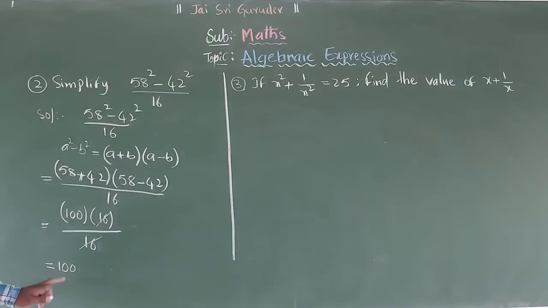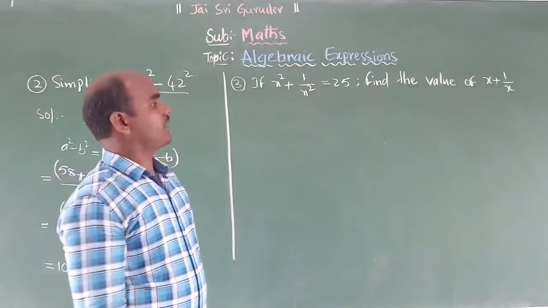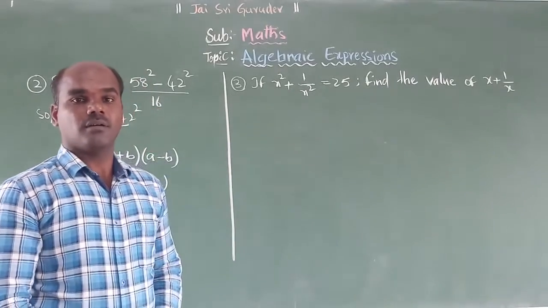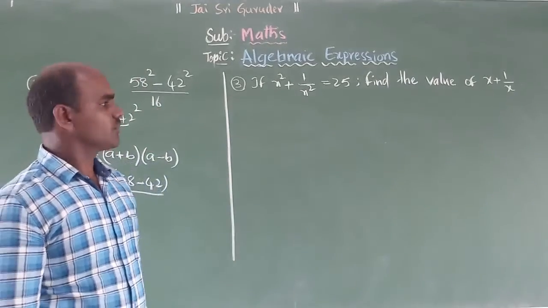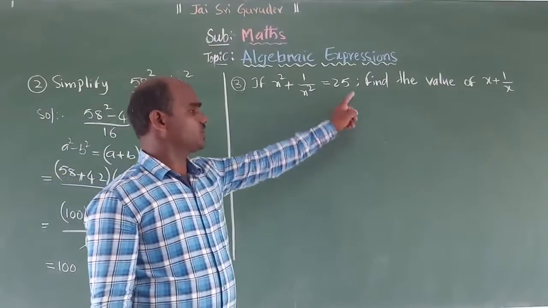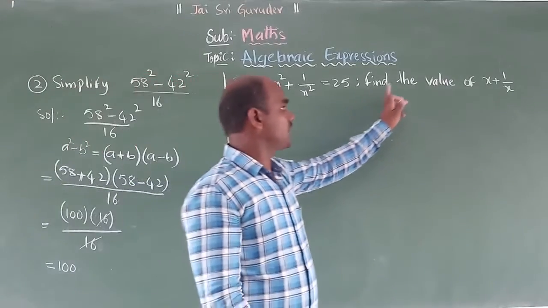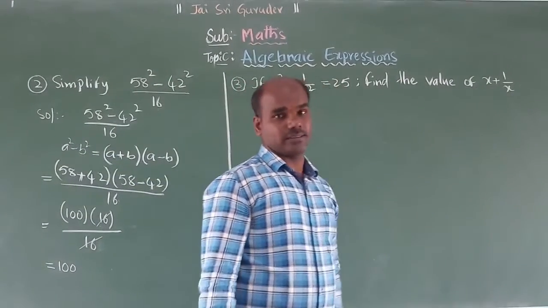Do you understand now? Then we are going for the third one. This is one of the applications of higher level thinking. What is given: if x square plus 1 by x square equals 25, then find the value of x plus 1 by x.